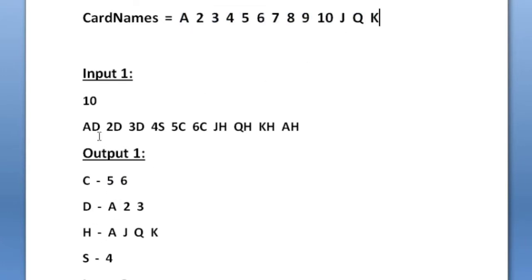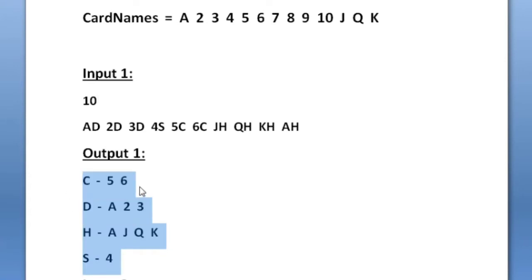So here the first card belongs to diamonds because the last character is D, and the second and third cards also belong to diamonds, and now the fourth card belongs to spades since the last character is S. So the last character of every card denotes the group to which it belongs, and the remaining characters are the card name. So this card belongs to the group S and the card name is 4, and this card belongs to the group C and the card name is 5. So like this we have to group and print our output.